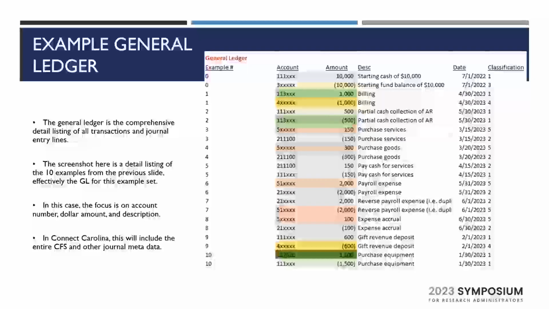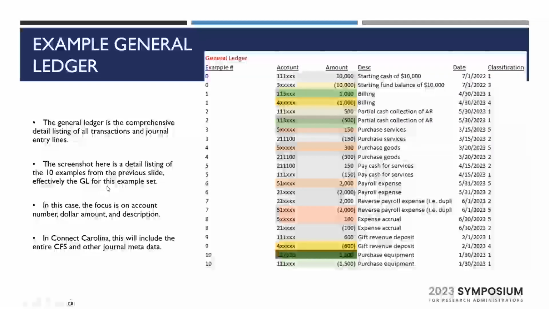So when a transaction is processed in the accounting system, whether by a subsystem or a manual journal, it will end up in the general ledger. The color coding on this slide is to help visualize the account number structure. For example, assets here are green, expenses are red. But overall, you can think of the general ledger as the comprehensive detailed listing of all transactions and journal entry lines.